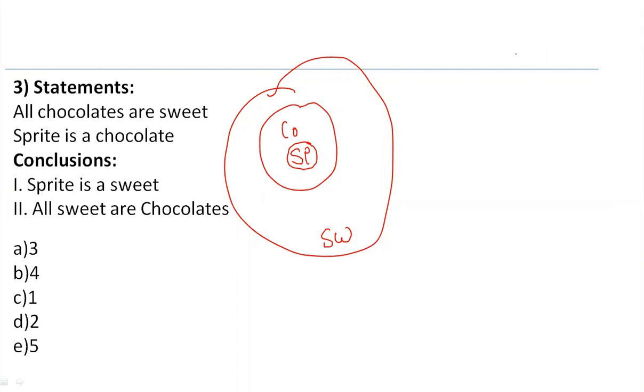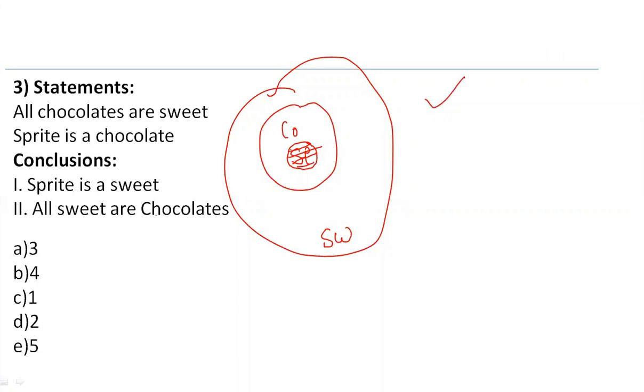Superb, guys. Now you are on the track. Don't hesitate to share the answer options. Sprite is a sweet. Sprite is a sweet means Sprite should lie completely inside the sweet circle. So overall, Sprite is inside the sweet circle or not? Yes. So conclusion one is perfectly true, 100%.